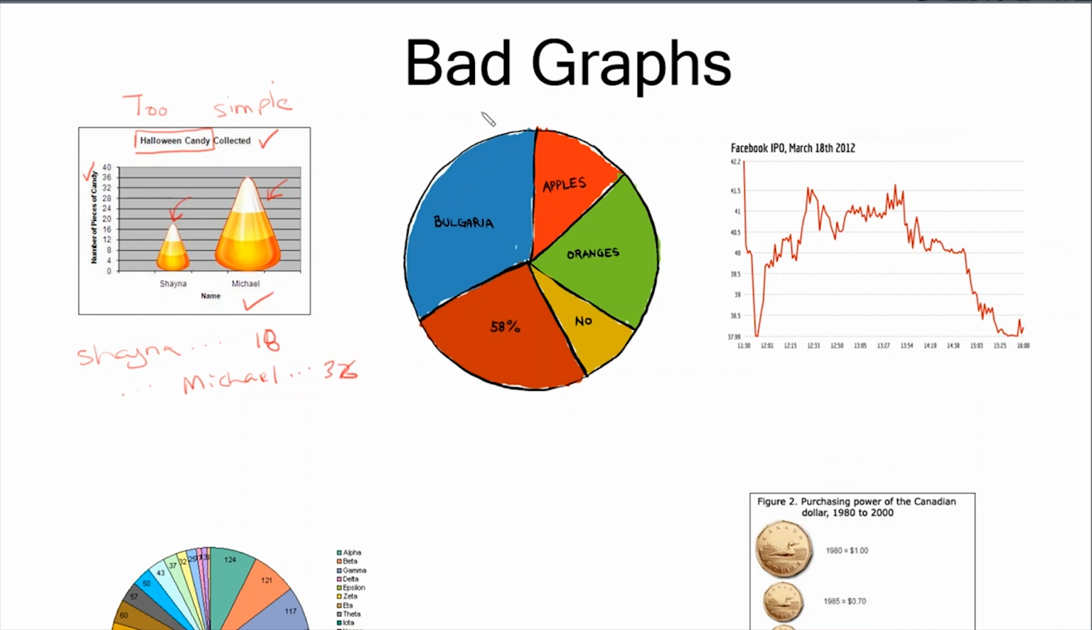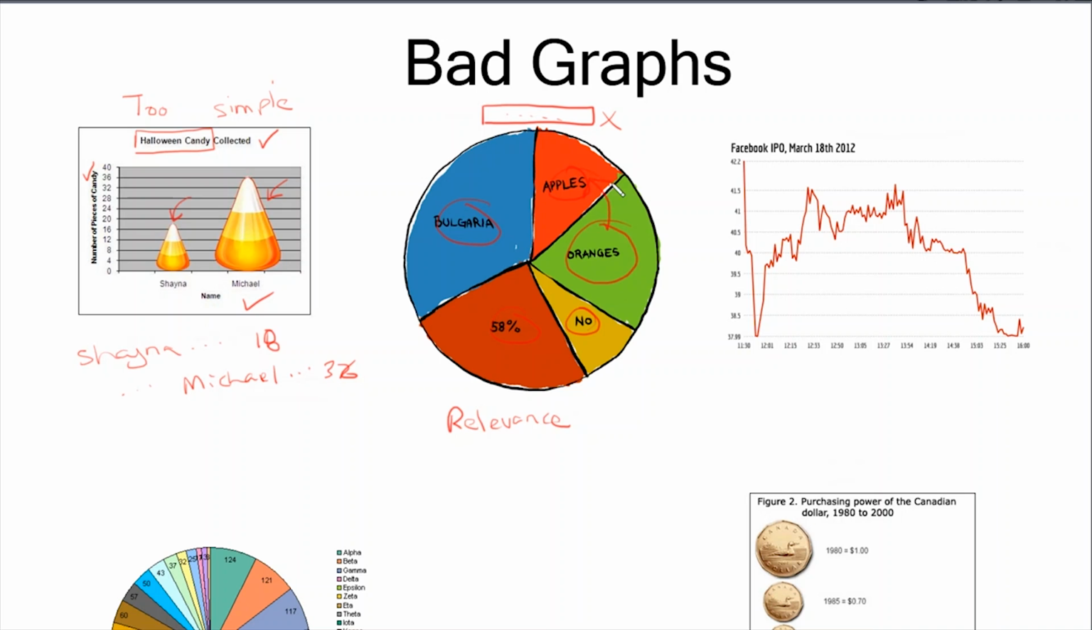The second thing, well, where is our title? It does not exist. This is bad. The other thing is Bulgaria, apples, oranges, no, and 58%. Well, here's a word for you. Relevance. Is this information relevant together? What does 58% and Bulgaria and apples and no and oranges have to do together?